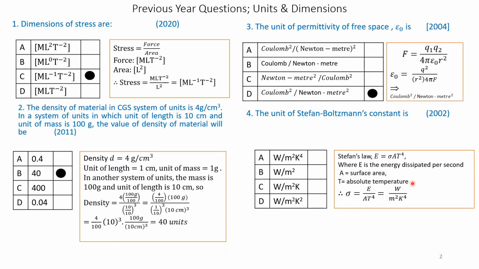So therefore, we have to rearrange for sigma. The Stefan-Boltzmann constant is sigma here. Therefore, sigma is equal to E divided by A T to the power of 4. E is the energy, that is in watts. A is meter square, m square, into K to the power of 4. T is K to the power of 4. This option, watts per meter square K to the power of 4, is given in option A. Let us mark it. Next.